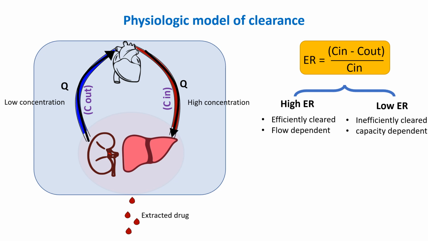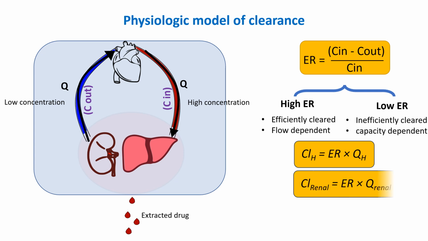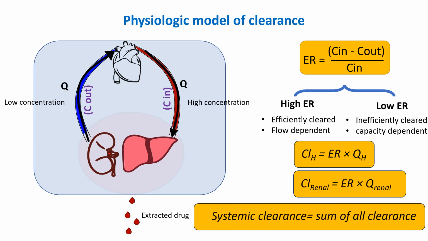Mathematically, clearance for an organ is represented as the product of blood flow to the organ and the extraction ratio. For instance, hepatic clearance is determined by the liver's blood flow and its extraction ratio. The same concept is applied to other organs like the kidney. The total systemic clearance of the drug is the sum of the clearance by all the eliminating organs, providing a comprehensive measure of the body's efficiency in removing the drug.